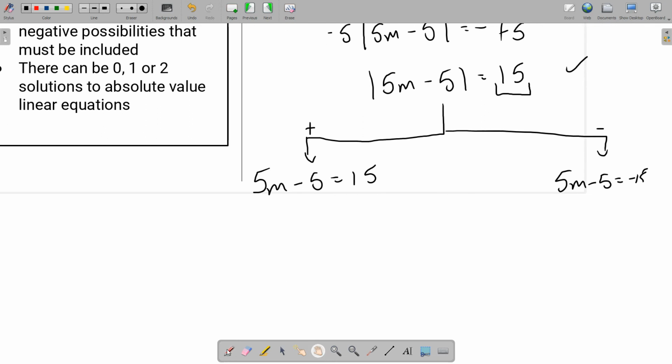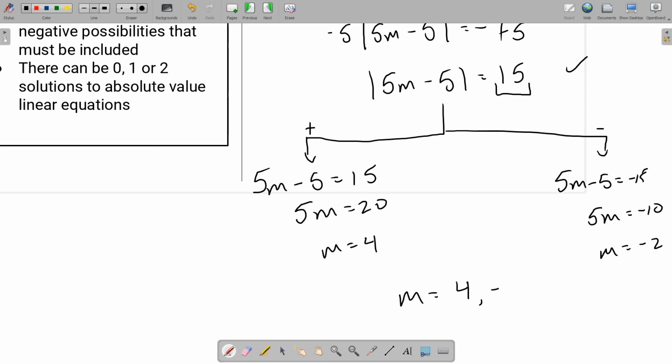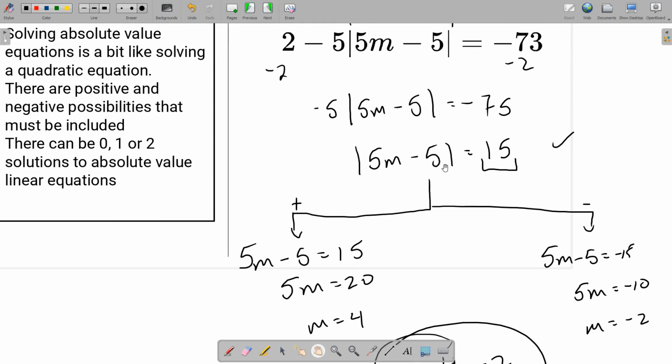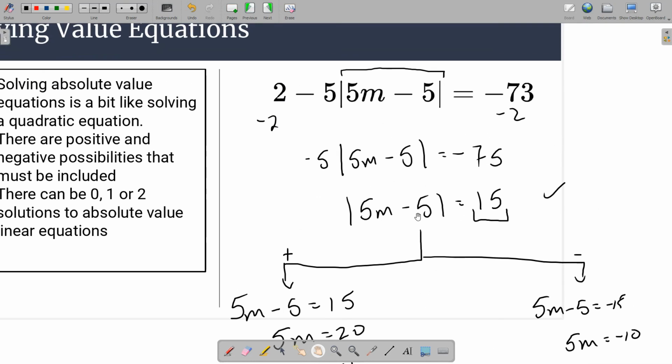And then I just treat this just like a grade 9 question here. So 5m is equal to 20, m is equal to 4, or 5m is equal to -10, m is equal to -2. And therefore, m has two solutions. 4 and -2 are both solutions. And I don't need to check them in this case because it's just a linear absolute value.